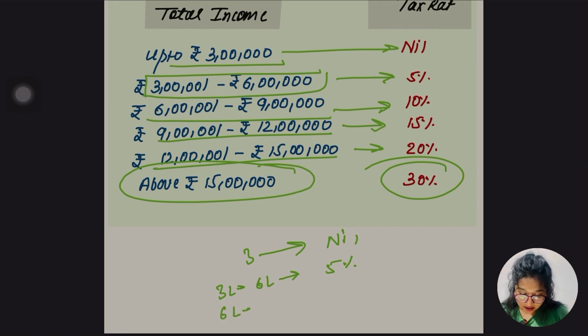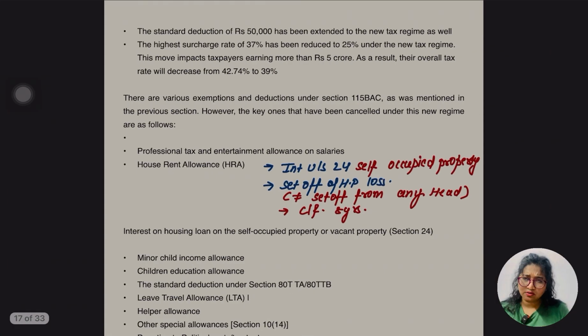So from 6 lakh to 9 lakh if the income falls under this category, then the taxable rate is going to be 10%. Then 9 lakh to 12 lakh it's going to be 15%, and 12 lakh to 15 lakh it's going to be 20%, and if the income exceeds 15 lakh in that case 30%. Once the income crosses this 15 lakh then 30% is going to be the taxable rate. Yes, hope up to this is clear now.